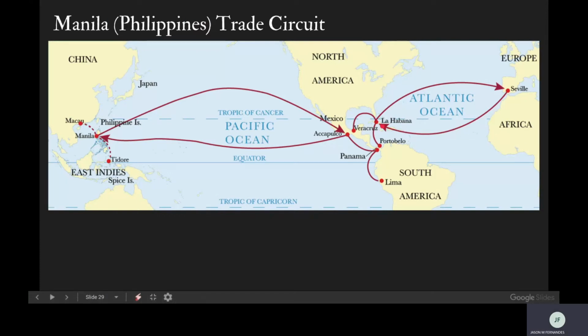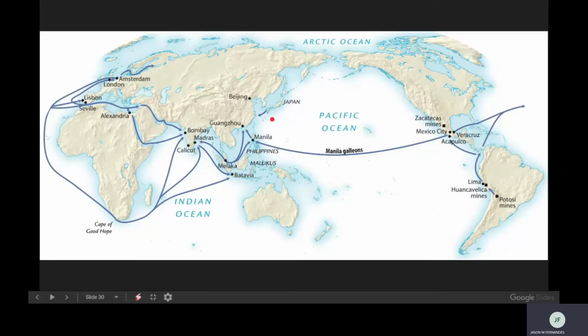Now you have some of it, obviously, coming to Europe, right, to Seville and eventually to Italy to pay off these debts. But you also have some of it coming across the Pacific to Manila, and this is where that Chinese trade is occurring, right? You're bringing in these products from China to the Philippines, back to Mexico, to Europe, right? So another look at it.